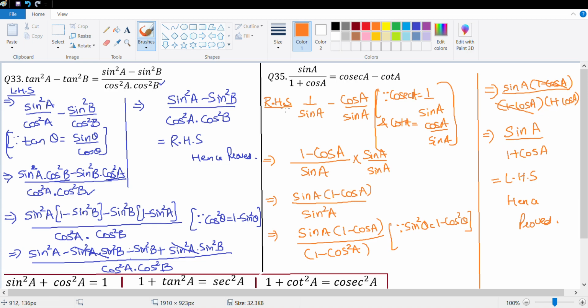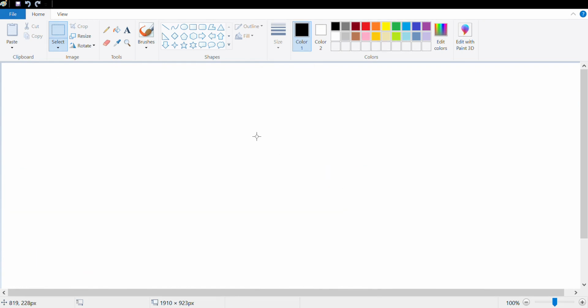I could have done this by rationalizing the left hand side, and I would have got a similar answer, but that's fine. Let's look at the next question, or should I try and solve this same question with the left hand side? So let's try. We'll solve question number 35 using the left hand side method as well. So let's look at this.